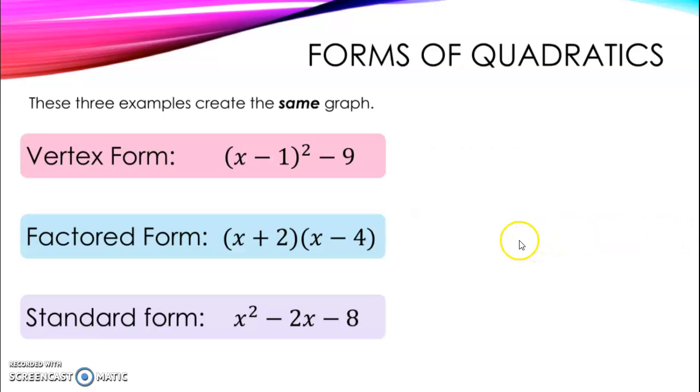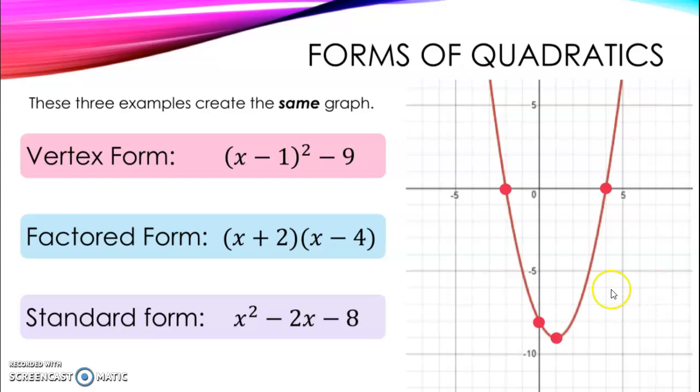So I have some different examples here in vertex, factored, and standard form. And these three specific equations actually all form the exact same graph. You can't really tell by looking at them, but if you were to graph them on a graphing calculator, you would see that they're all going to sit on top of each other. And this is the graph that these three actually create. So I'm going to talk about how these relate to the graph.